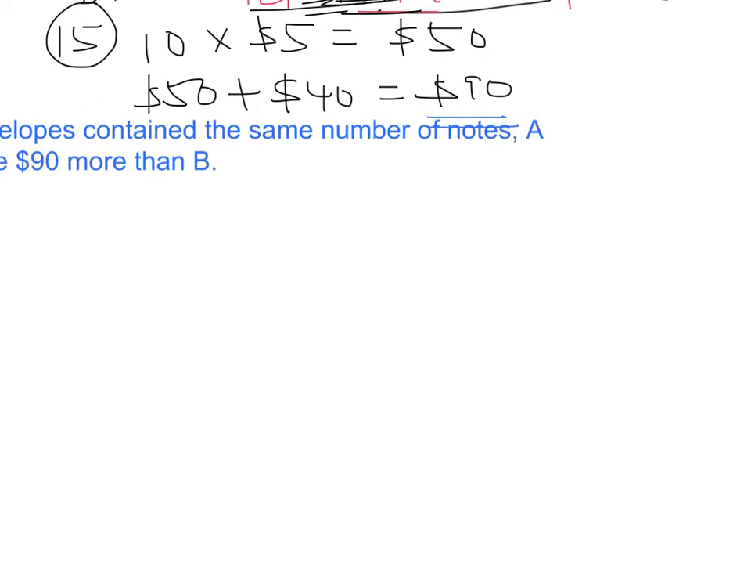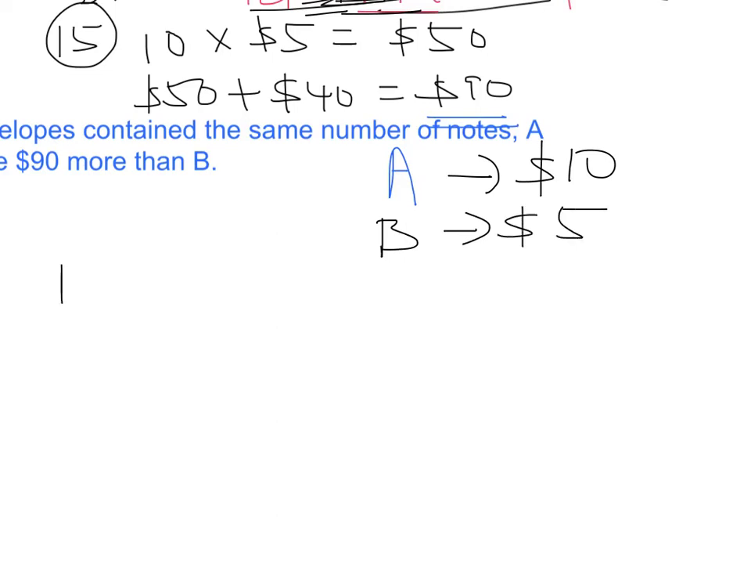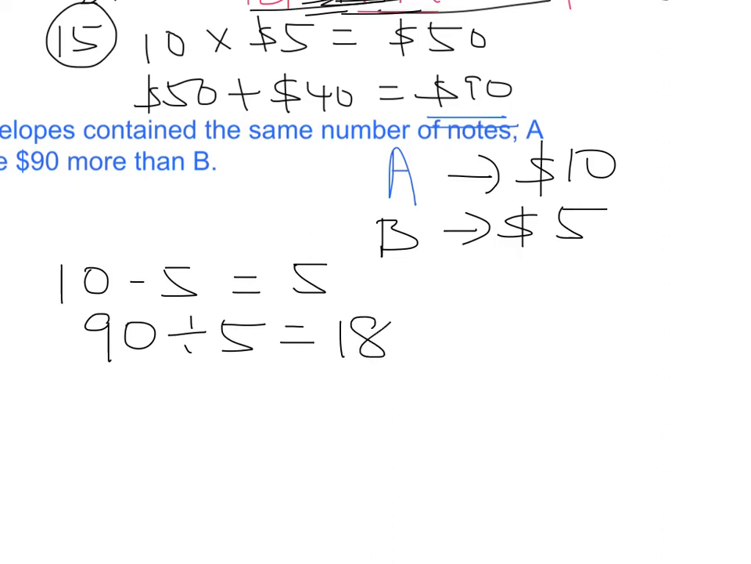Okay, so this means that, because envelope A is for $10 notes, envelope B is for $5 notes. The difference in them is 5. The difference is 90. I divided by 5. There must be 18 such notes. So how many notes were there in envelope A? Answer: there were 18 $10 notes in envelope A.